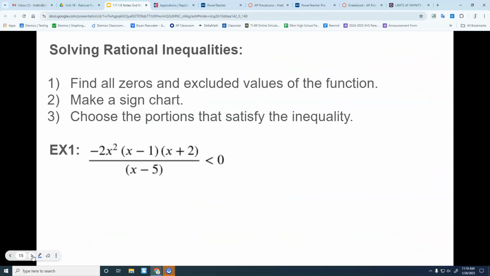Okay, so rational inequalities. This is very similar to the polynomial inequalities that we did. In fact, very, very similar. You're going to do it very much the same. So if it's not already, move everything to one side. You need to move everything to one side.